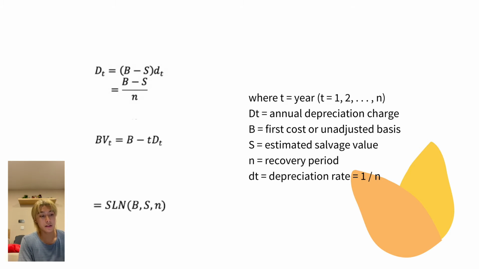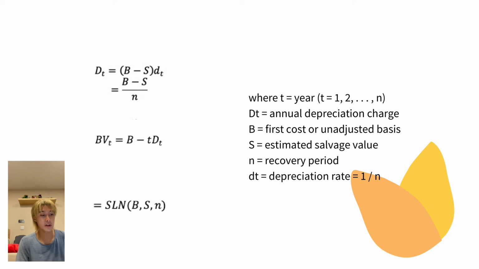Here, D_t is equal to (B minus S) over N, where t equals year. For example, t equals 1, 2, 3, and so on, up to N. D_t is an annual depreciation charge. B is first cost or an adjusted basis. S is an estimated salvage value. N is the recovery period. d_t is the depreciation rate, which is equal to 1 over N.